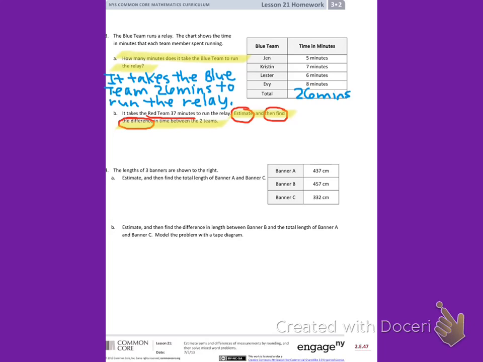Okay, it takes the red team 37 minutes to run the relay. First, I have to estimate the number 37. Since estimating to the nearest 10 gives me the closest number to the actual number of minutes, I will estimate 37 to the closest 10. When counting by tens, I know that 37 comes between the numbers 30 and 40. The halfway mark is 35. Now I plot the number 37 on the number line right here. 37 is clearly closer to 40, so I will write it right here.